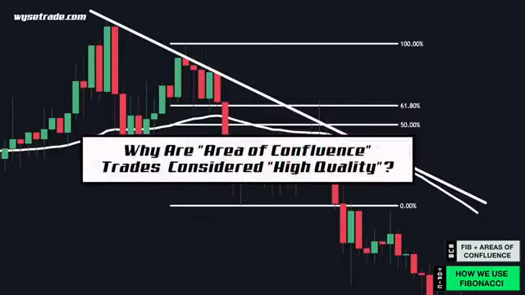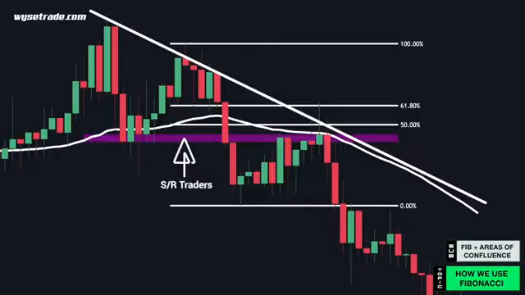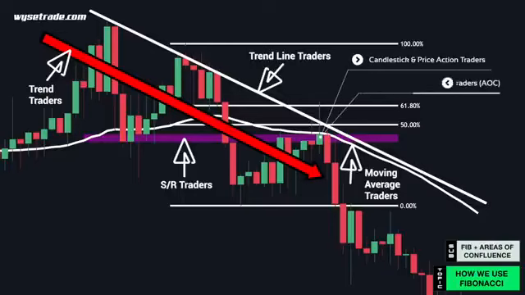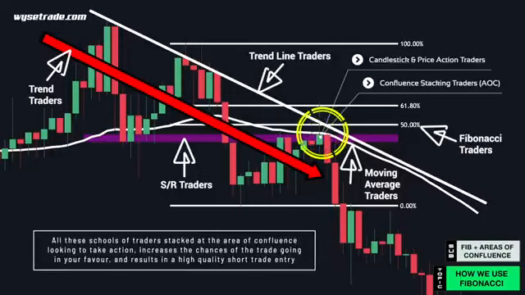So why is this a high quality short trade at this area of confluence? You had support and resistance traders looking to enter short. You had trendline traders looking to enter short. Moving average traders looking to enter short. Trend traders looking to enter short. Candlestick and price action traders looking to enter short. Confluence traders looking to enter short. And then also you had Fibonacci traders looking to enter short. All these schools of traders stacked at the area of confluence looking to take action, and in this case, take action and enter short trades increases the chances of the trade going in your favor, which means it is a high quality short trade entry.